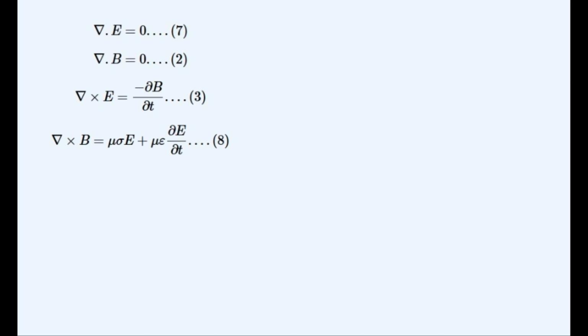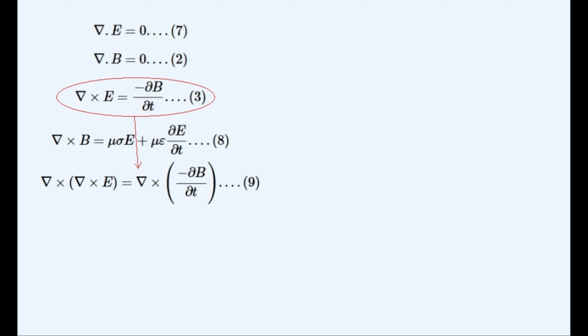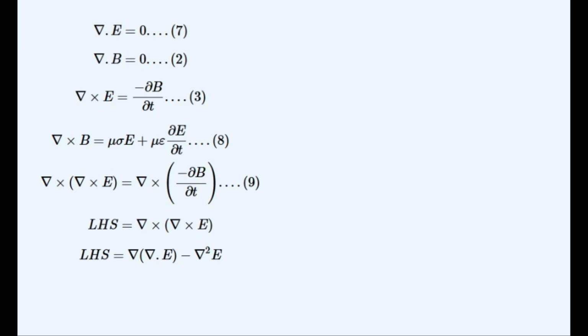And now to use these Maxwell's equations inside a conductor to find the differential equation that we need to solve. We'll take the curl of both sides of equation 3 to get this equation 9. We'll evaluate the left-hand side of this equation first. This is what taking the curl of a function twice looks like. And so from equation 7 we know that the divergence of E is 0. So we're left with the Laplacian of E.